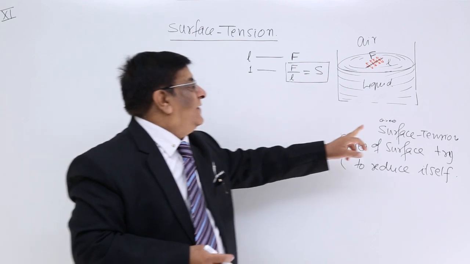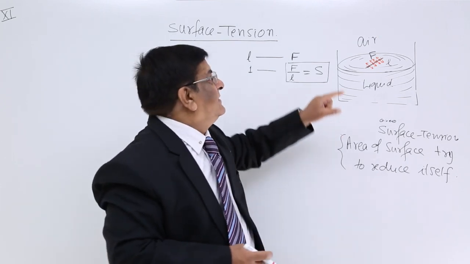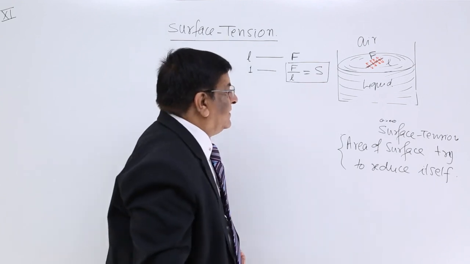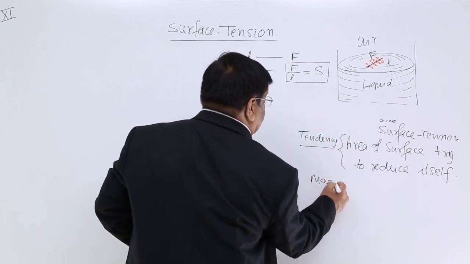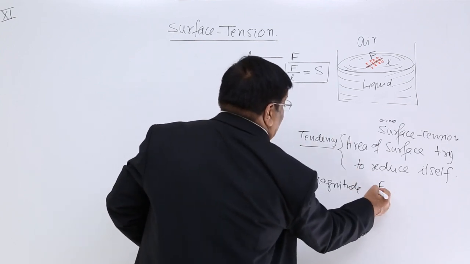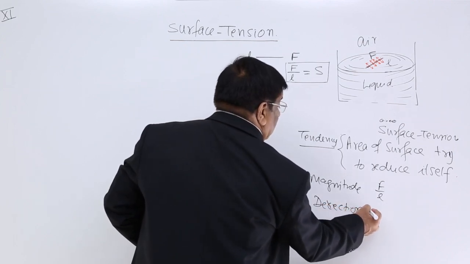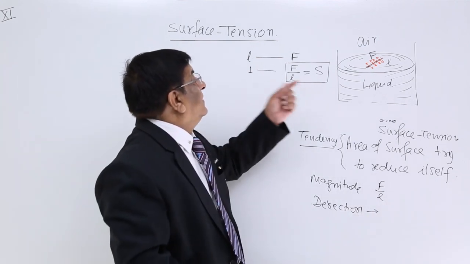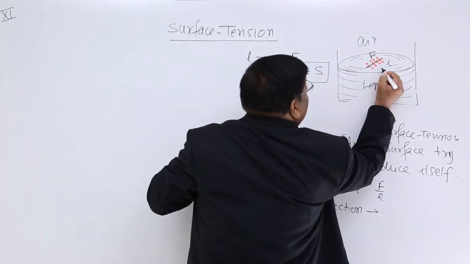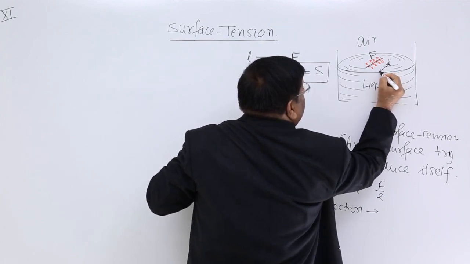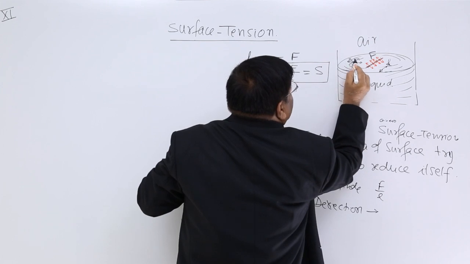Two things we have learned so far. Surface tension is the force between the molecules on the surface. For this force, this is the magnitude. What is the tendency of the force? The tendency of the force is this. Magnitude of the force is F upon L. Direction of the force, because it's a vector quantity: the direction of this force we will say is always tangential to the surface. Here, if there are these two molecules, this is the force. If there are these two molecules, this is the force. So this is the force, this is the force, this is the force, everywhere.